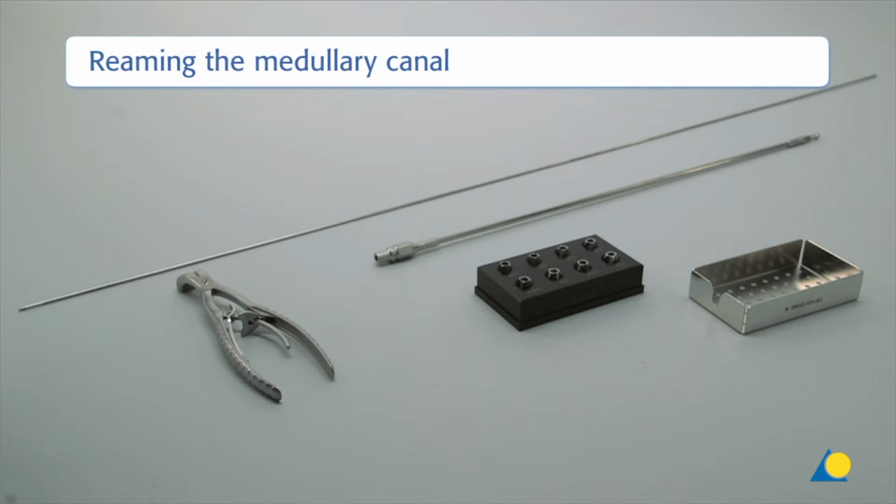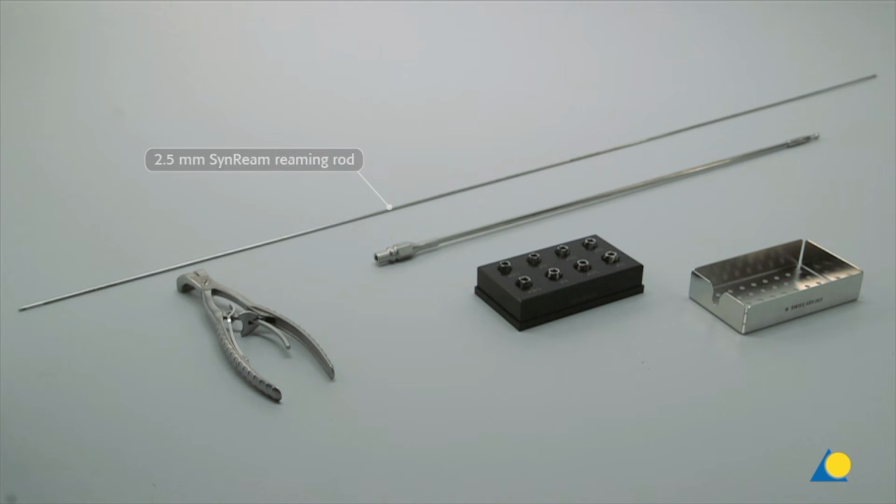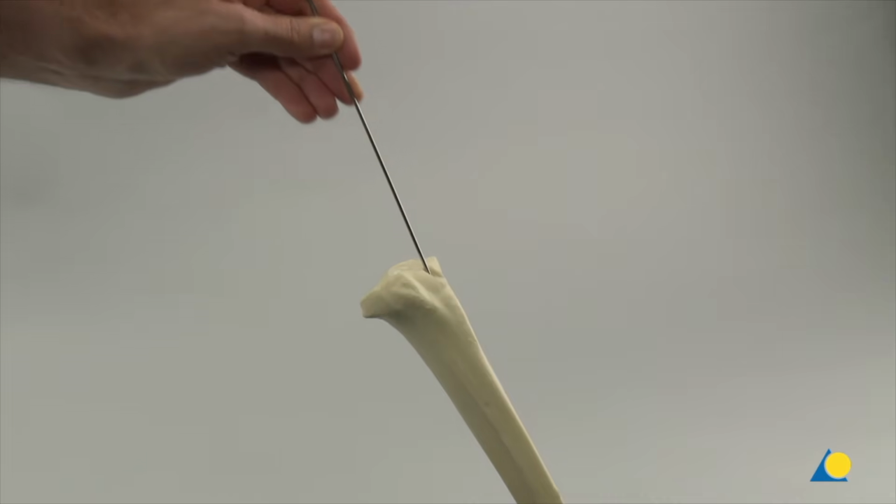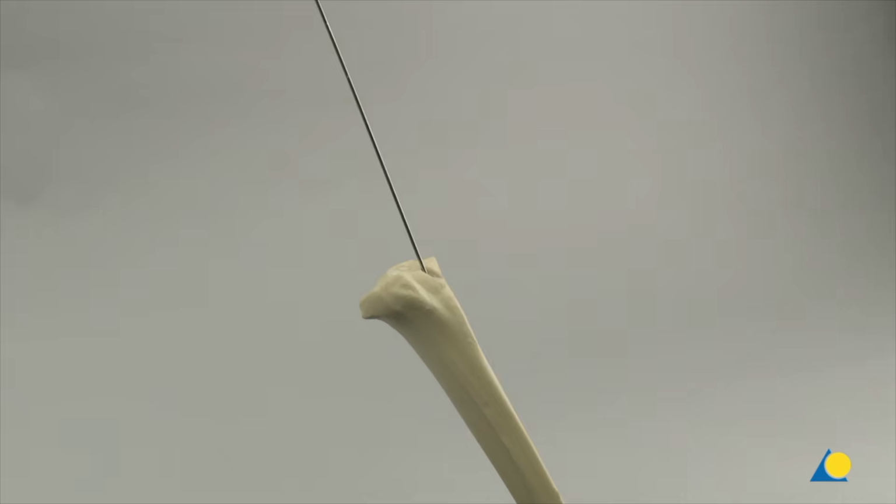The instruments needed to ream the medullary canal include the Synream reaming rod, 2.5 mm diameter, the 5.0 mm flexible shaft, the medullary reamer heads, which range in size from 8.5 to 12 mm in 0.5 mm increments, the holding forceps, and the removal tool. Before reaming, the fracture reduction must be confirmed under image intensification. The reaming rod is inserted into the medullary canal to the desired insertion depth.